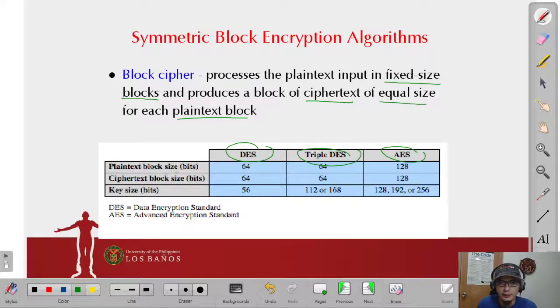The plain text block size for DES is 64 bits, for triple DES 64 bits, and for AES 128 bits. The output size, the ciphertext size, is the same as the plain text size. The key size for DES is 56 bits only. For triple DES, we have 112 or 168 bits, and for AES, we have this key length. So remember that the longer, the better, because it's harder to brute force.